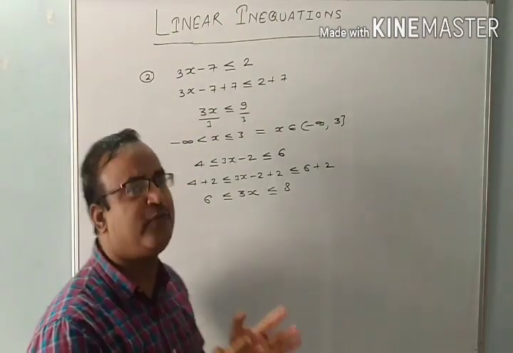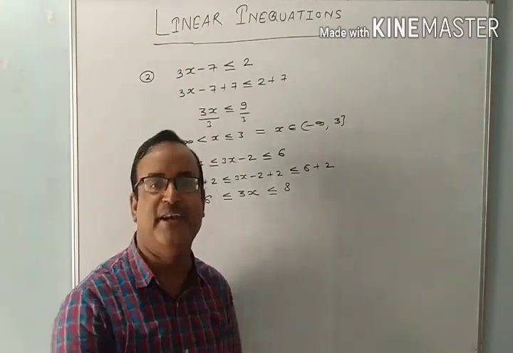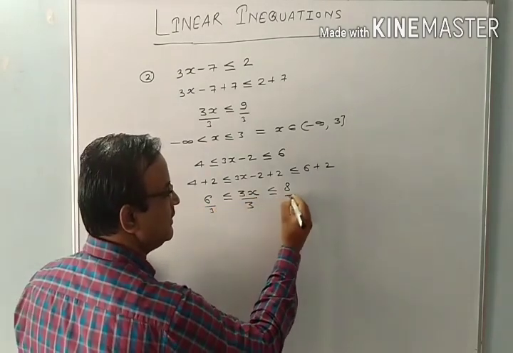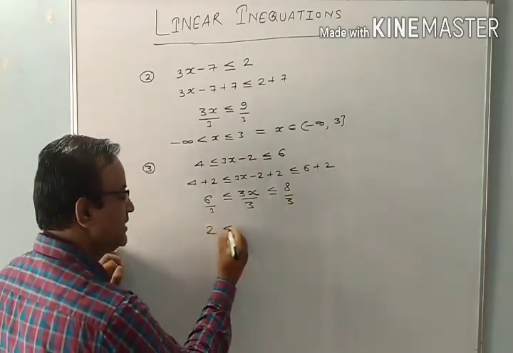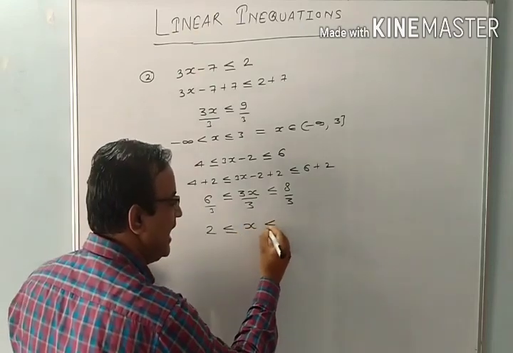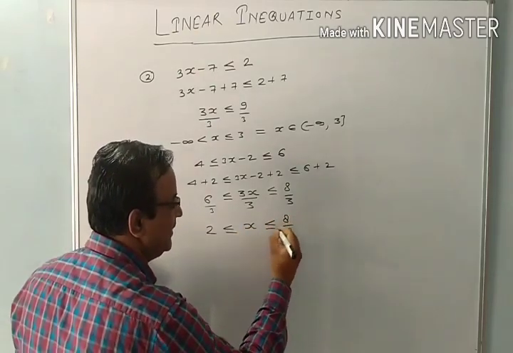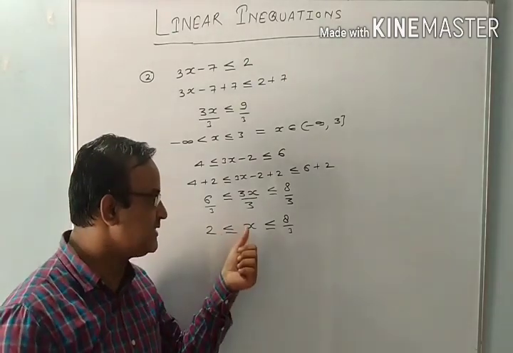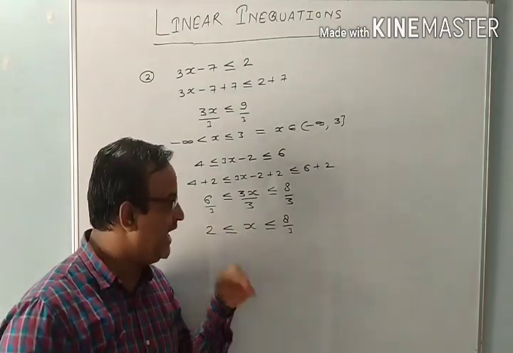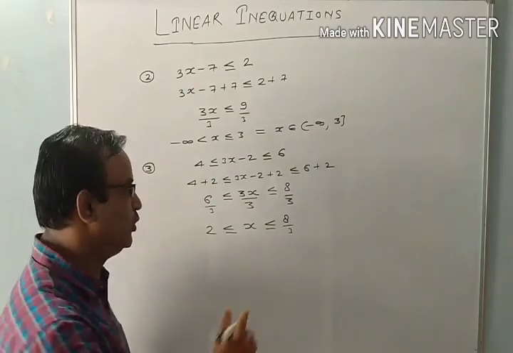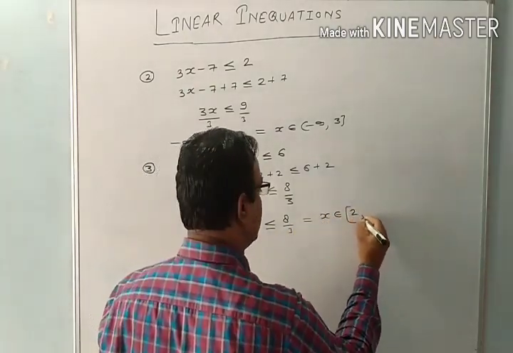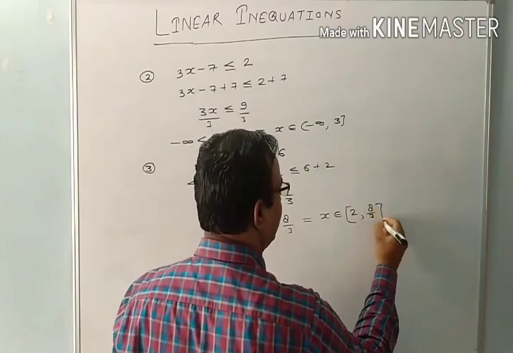But we are solving it for x only. So we divide by 3 on all sides. So we write 2 is less than or equal to x and x is less than or equal to 8 by 3. And now it's time to write the solution. The value of x includes 2 as well as 8 by 3. So we write x belongs to the closed interval 2 comma 8 by 3.